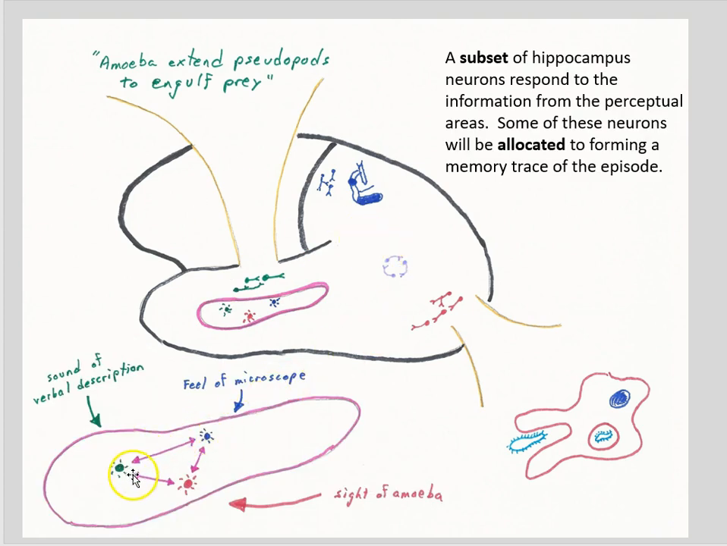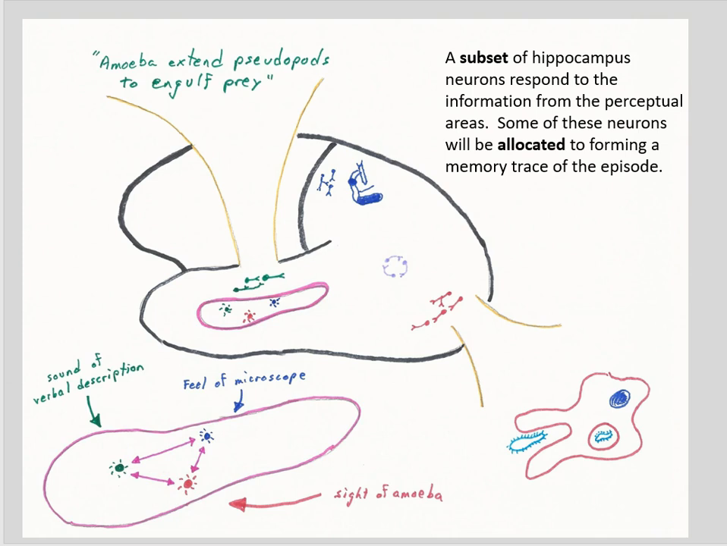And within the hippocampus, then, here's a magnification of the hippocampus, which really is underneath the temporal cortex. A subset of hippocampus neurons respond to the information from the perceptual areas, and some of these neurons will be allocated to forming a memory trace of the episode. And for simplicity, we identified the green one here as being activated by the sound of the verbal descriptions in the learning environment, the blue one by the feel of the microscope, and the red neuron by the sight of the amoeba and paramecia, etc. So a memory trace will be formed in the hippocampus.